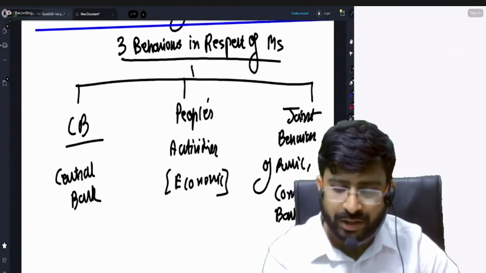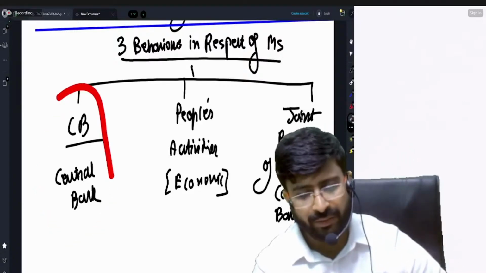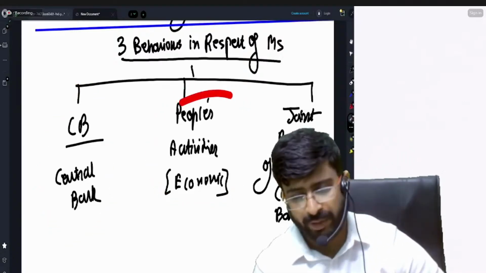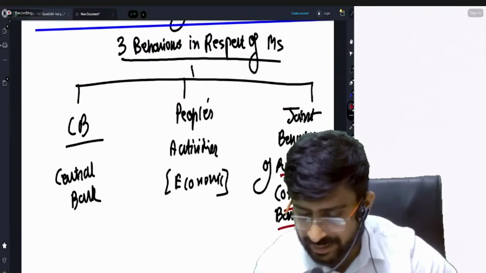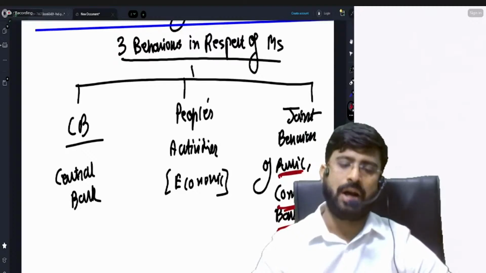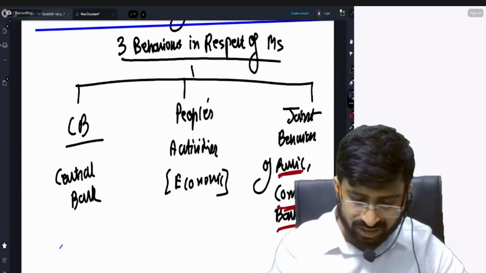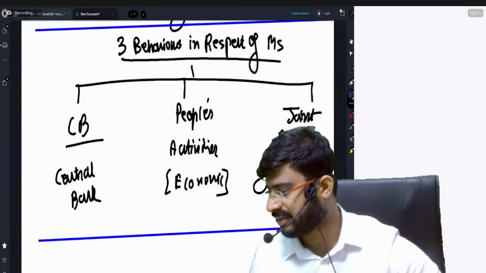Please pay attention. There are three behaviors in respect of money supply. One is the central bank behavior. One is the people's economic behavior. And finally, the joint behavior of public, commercial banks and RBI. Is that crystal clear, everybody? Yes or no? Come on, guys.